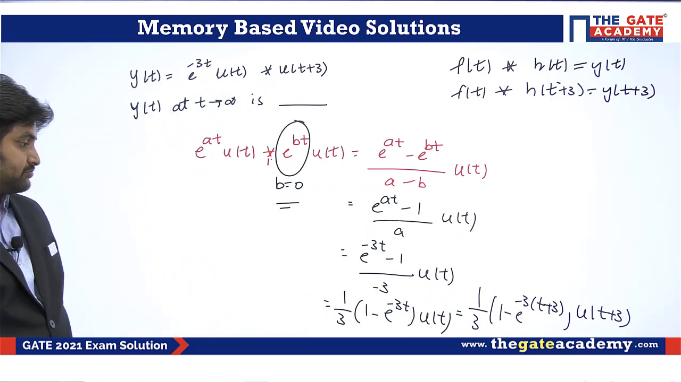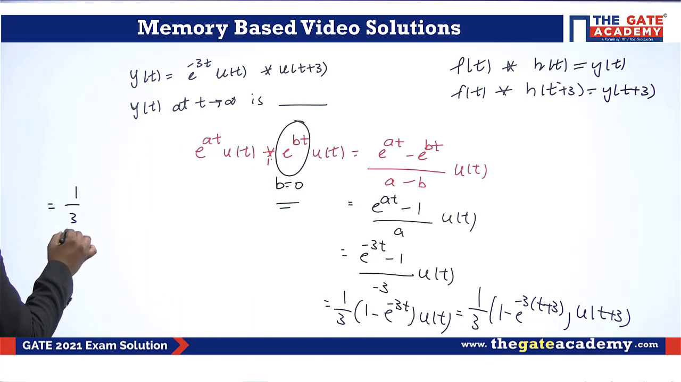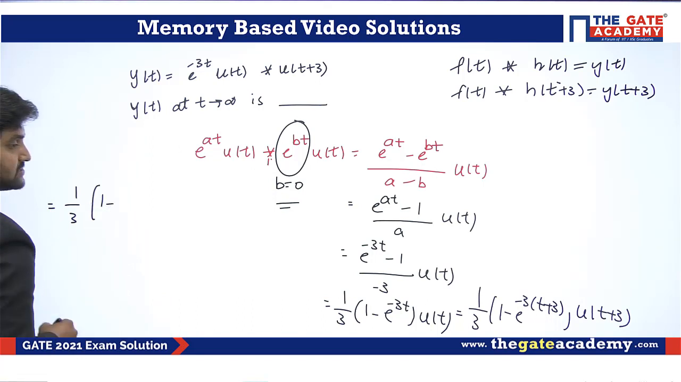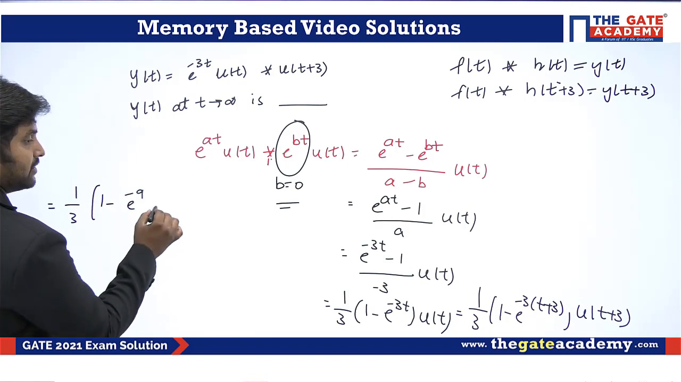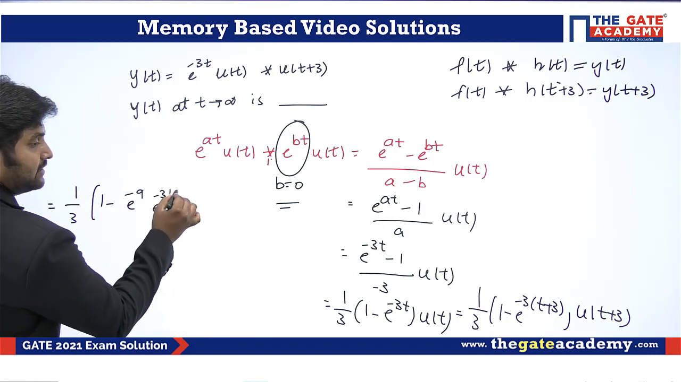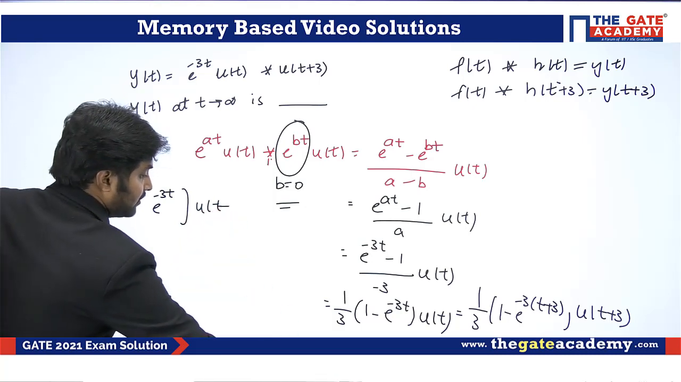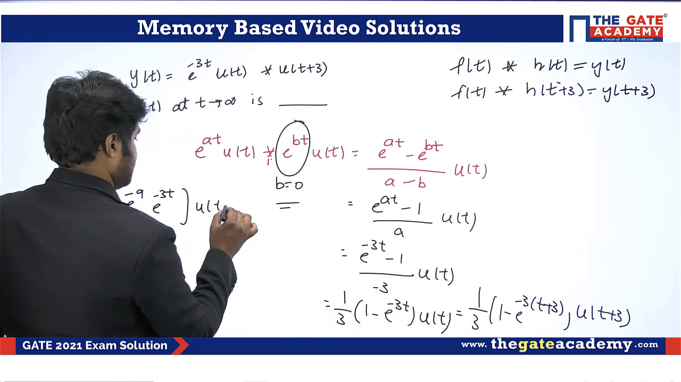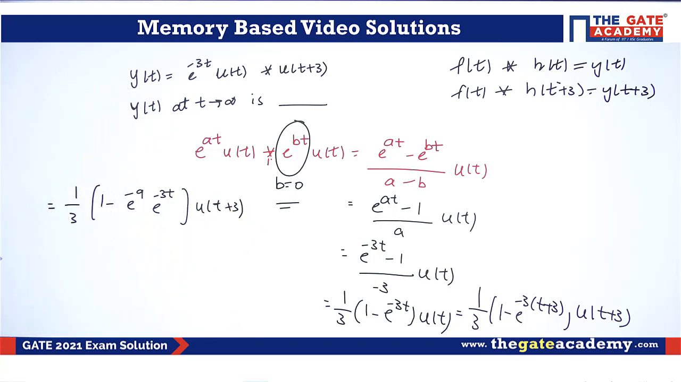Yes or no? Can I write it as 1 by 3, 1 minus e power minus 9, e power minus 3t, u of t plus 3? Can I write like this? Definitely yes, right? I can definitely write it like this.